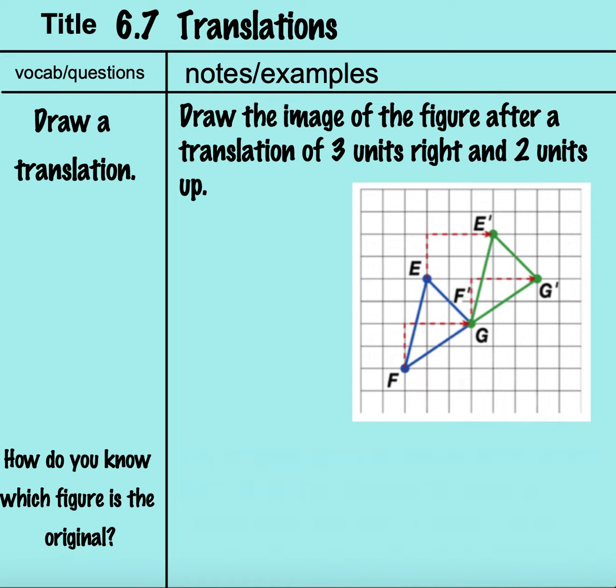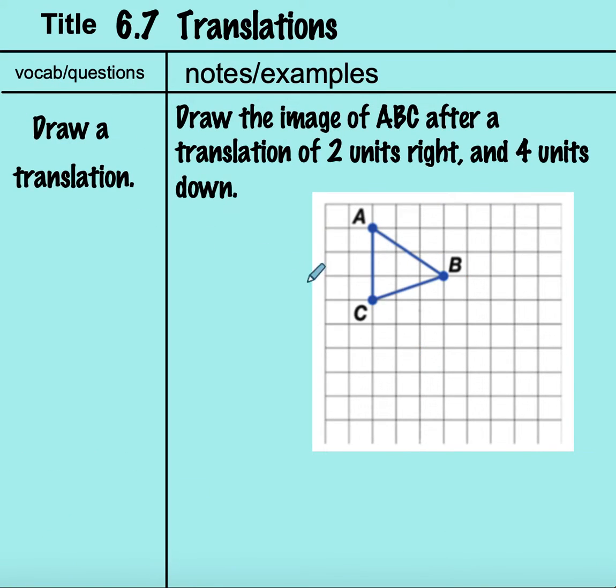Okay, let's see if we can do one more of those. So in this case, we're going to draw the image of ABC after a translation of 2 units right and 4 units down. By the way, I think all of my examples in this one so far are triangles. Please note this can be done with any shape. It just means it's going to have more points for you to move if it's a rectangle or a pentagon or something of that nature. But to keep it simple, let's stick with triangles for now.